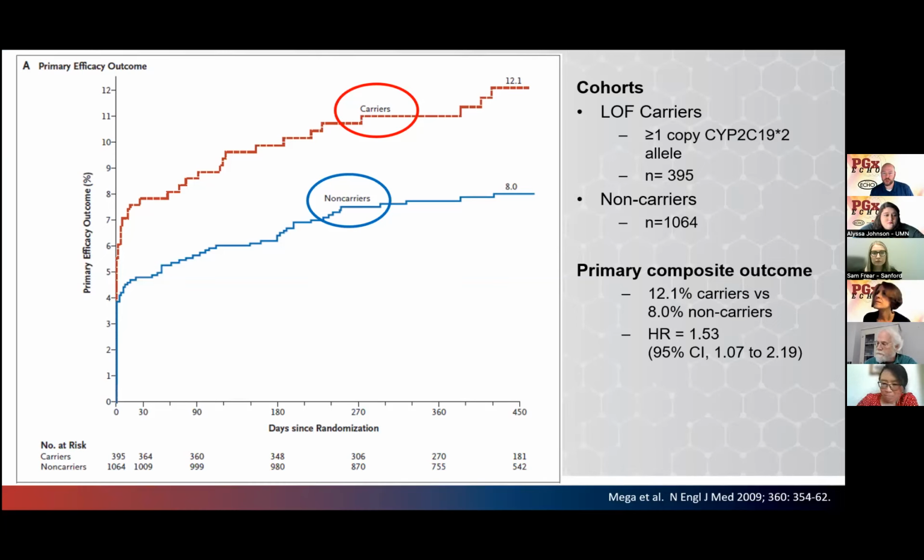So this was a statistically significant outcome, and really the take home out of this was, gosh, we have a single loss of function allele that can cause this drug not to work, or not to have as good clinical outcomes. Boy, we should be finding some alternatives.